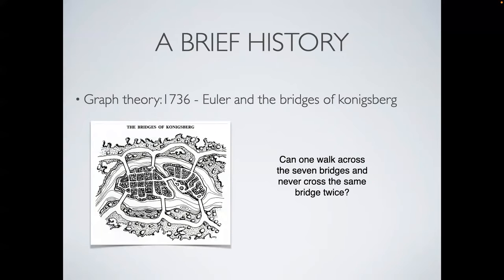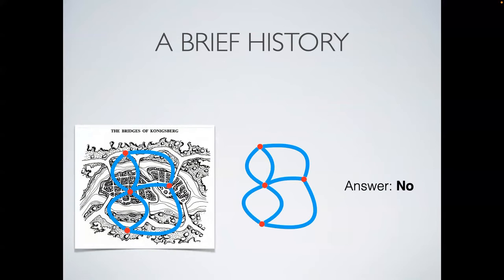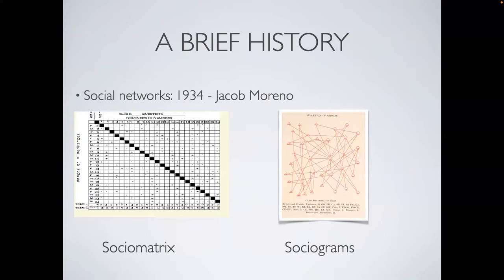So, a brief history. We can say the beginning of network science is the beginning of graph theory, with the Euler problem of the bridges of Königsberg, where the question was, can one cross the 7 bridges and never cross the same bridge twice? You can model this as a graph, and then you can prove that no, in this case, you cannot. So this is like the mathematical start of the field.